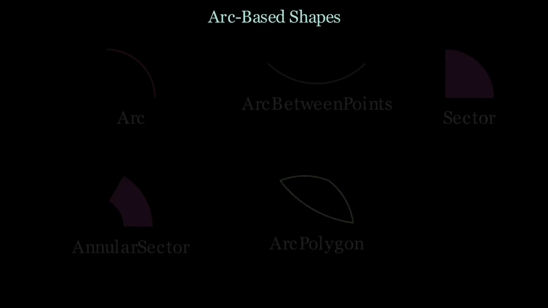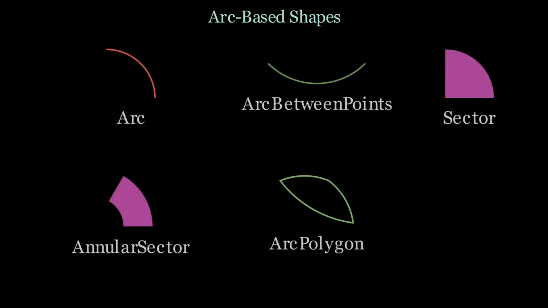Manim offers us arc-based shapes. The arc is there, an arc between 2 points. There's a sector where this part is shaded. Arc polygon. You see, arc polygon has some arcs which form a polygon. Annular sector is just a part of the annular ring.